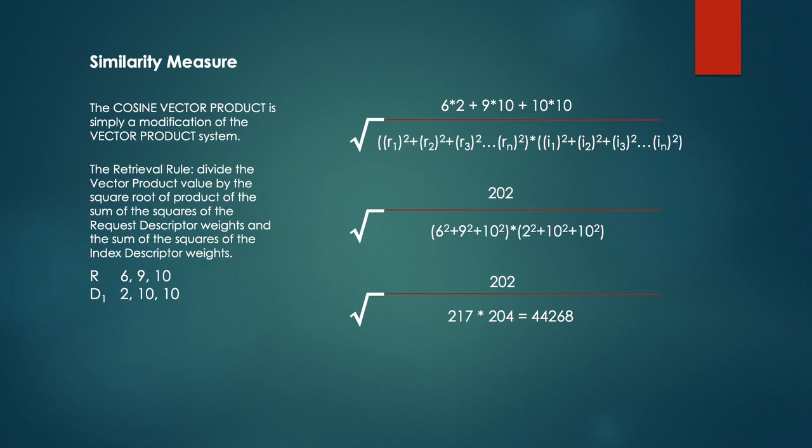We're taking the square root of it. The square root of 44,268 is about 210.4. So if we multiply 210.4 times 210.4, we will get to the number 44,268. So the retrieval status value then is 202 divided by 210.4, and that's approximately 0.960.